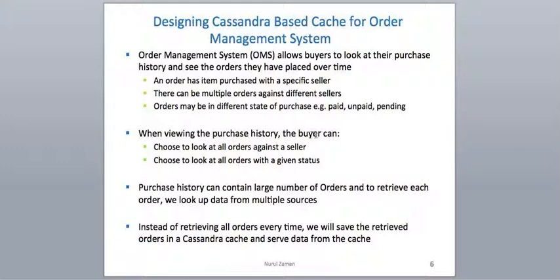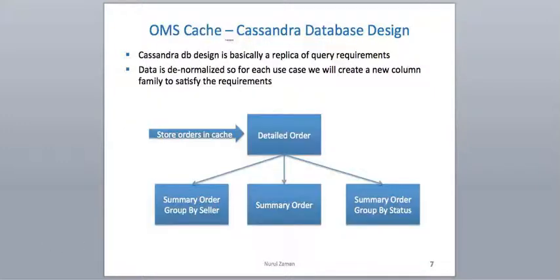And when viewing the purchase history, the buyer can choose to look at all orders against a seller or choose to look at all orders with a given status. Purchase history can contain large number of orders, and to retrieve each order, we look up data from multiple sources. So instead of looking up all orders every time, we'll save the retrieved order in Cassandra cache and serve data from the cache. So that is our model.